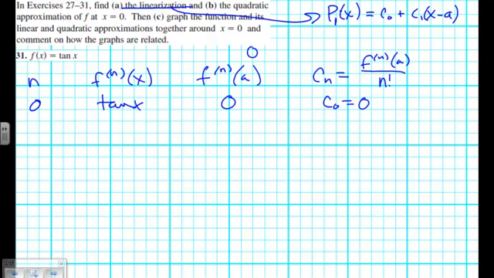Great. Let's go to the first derivative. Secant squared x. The first derivative at 0: the value of secant at 0 is 1, so secant squared is 1 squared. So C1 is equal to 1 divided by 1 factorial, which is 1. So from these two calculations, we can now find the linearization. It is 0 plus 1 times x.